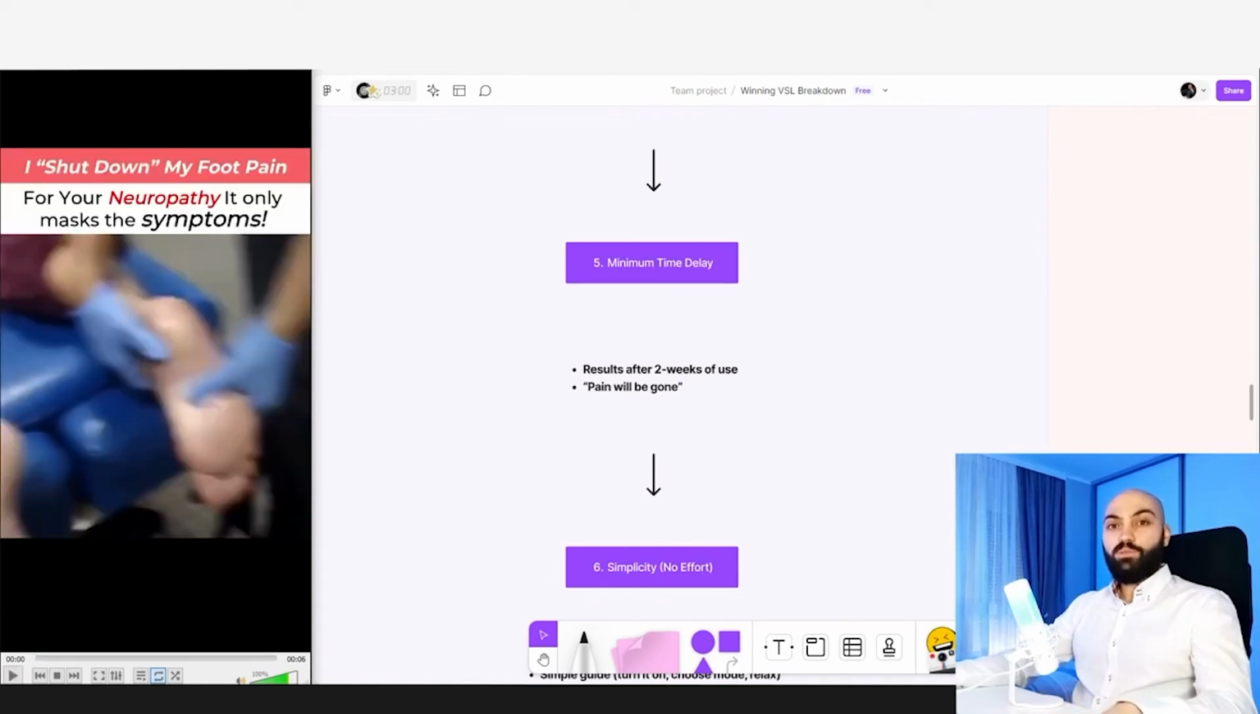I've already mentioned this before. It's very important for people to get instant results, to get the results as soon as possible. Results will be available after 2 weeks of use, and the pain will be gone.